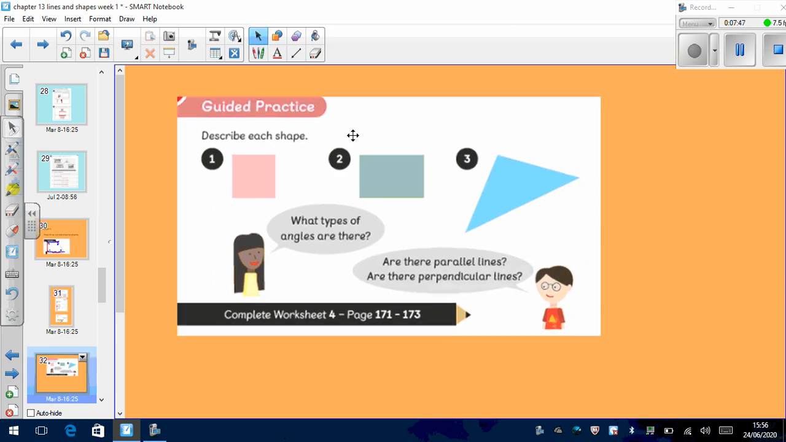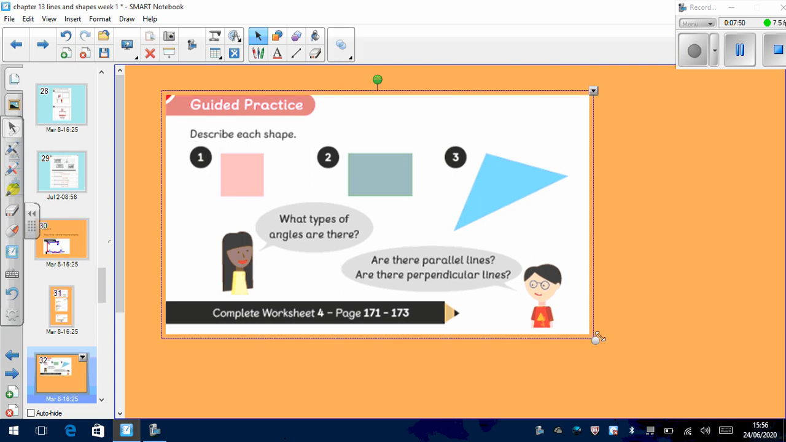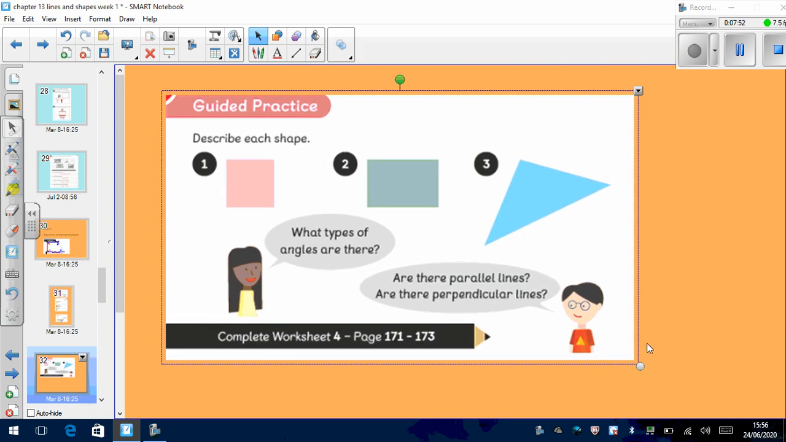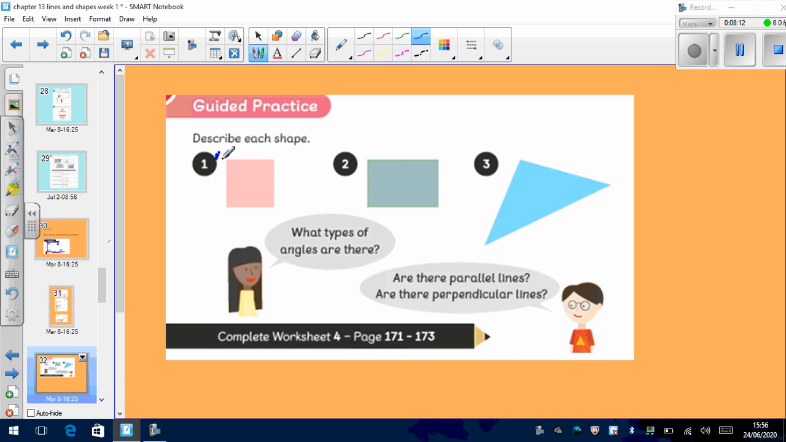Now, let's have a look at the guided practice. We'll do the first one together. Shape number 1 has 4 sides, so it must be a quadrilateral. Good. Which sides are parallel? We've got, let's call them AB as usual, BC and DC.